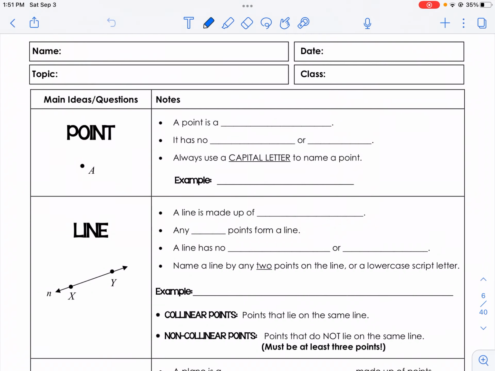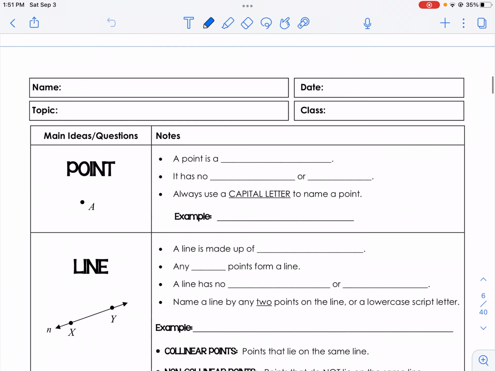Hi everyone, welcome to our first lesson of geometry for the year, which is just defining points, lines, and planes. This is sort of the foundation for a lot of the work that we're going to do throughout the rest of the year. So a lot of this is just definitions, but then we'll look at some diagrams and label them. So let's start with points.